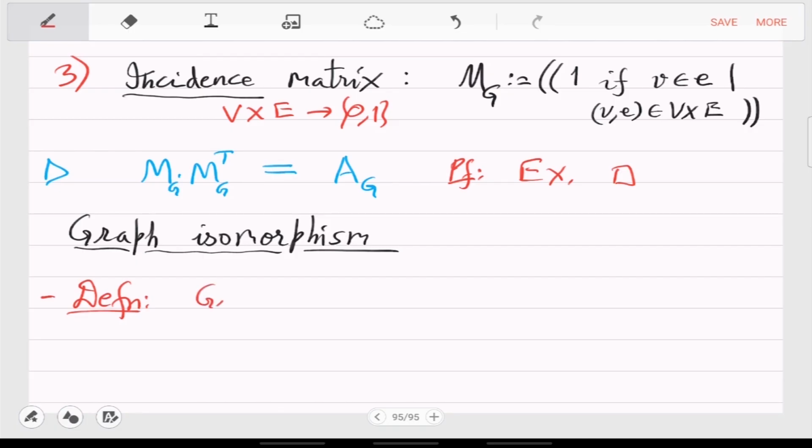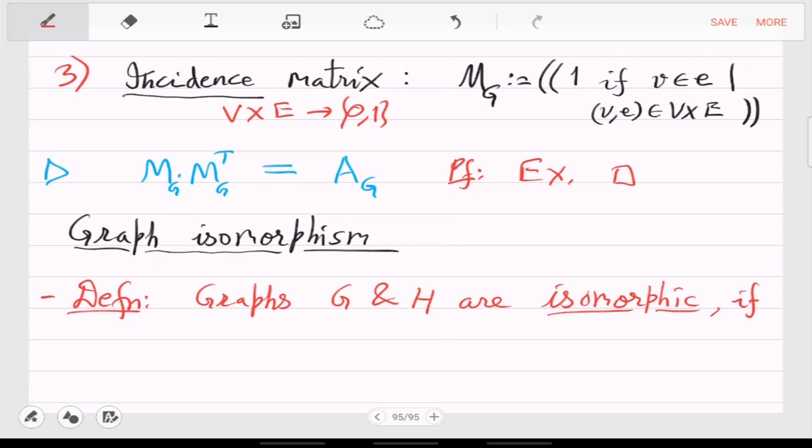So graphs G and H are called isomorphic if what happens? First of all, the vertex set should have a bijection between them. So there exists a bijection tau from the vertex set of G to the vertex set of H, such that what?